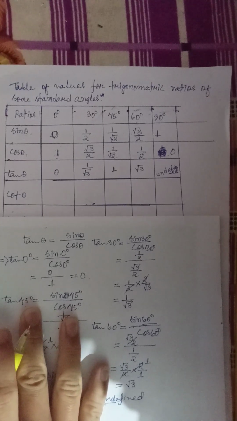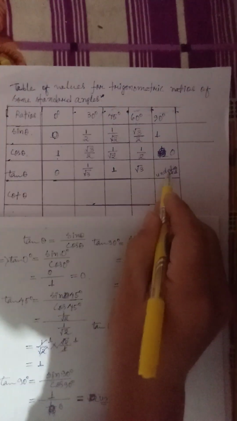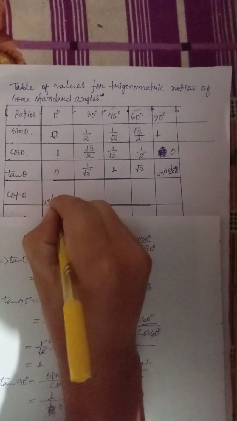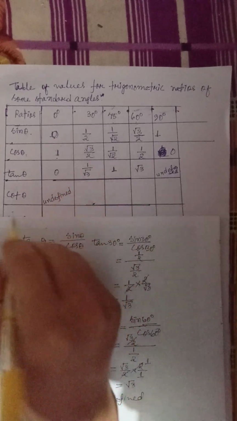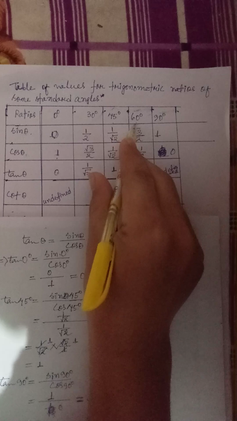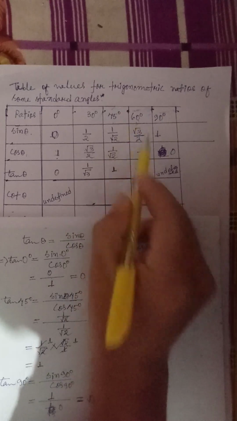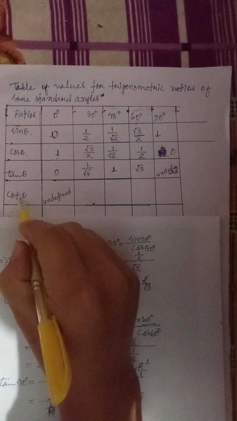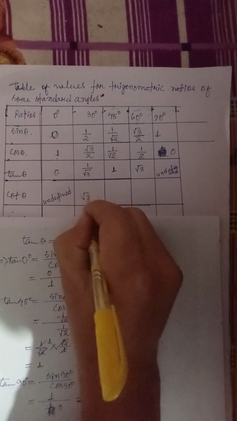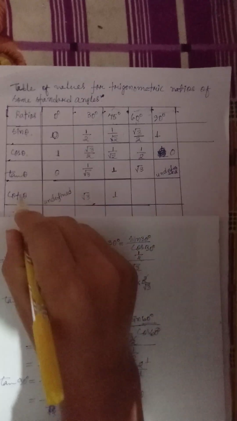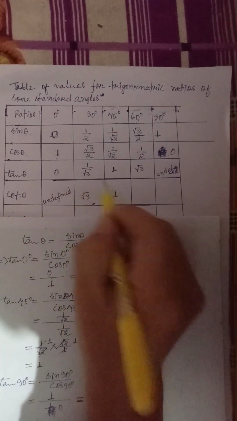Then the thing is that if you know tan, then easily you can find out cot. Whatever the value of tan 90 degree, it will be the value of cot 0 degree. And after that, tan 60 degree will be the value of cot 30 degree. What is the value of tan 60 degree? It is root 3. Root 3 will be the value of cot 30 degree. And then cot 45 as well as tan 45 will remain the same. And cot 60 degree should be tan 30 degree.